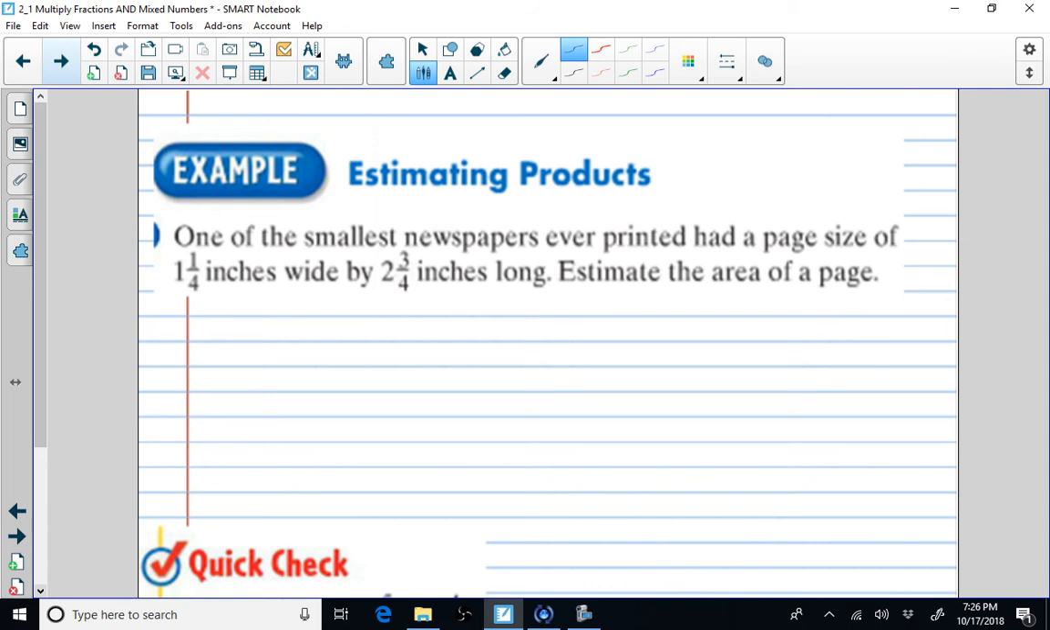Okay. If we're estimating a product, you just want to round each to the nearest whole number. You know, if we're estimating a product here, so 1 1/4 to the nearest whole number would be 1. 2 3/4 to the nearest whole number would be 3. 1 times 3 is going to be 3. So if we're estimating products, just go to the nearest whole number.